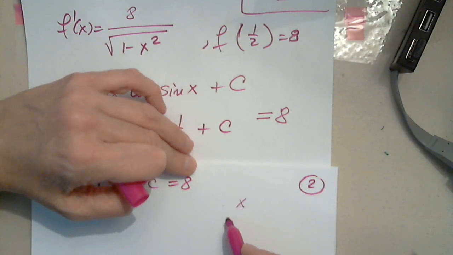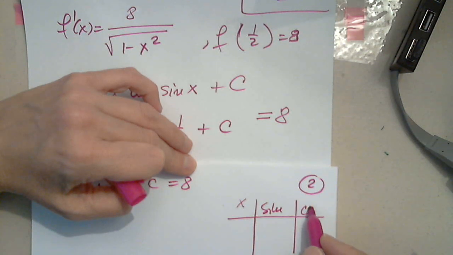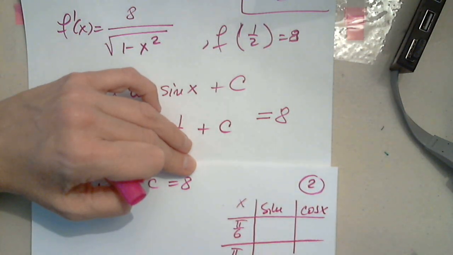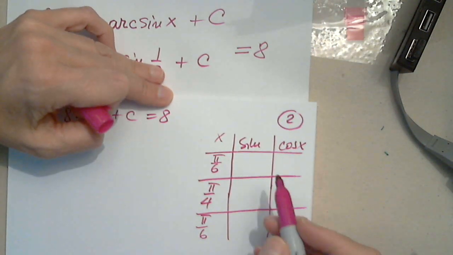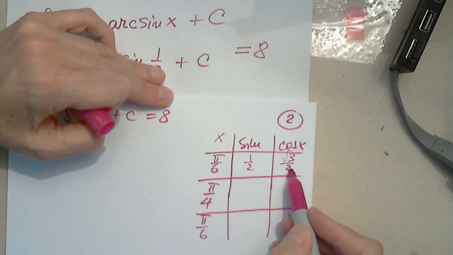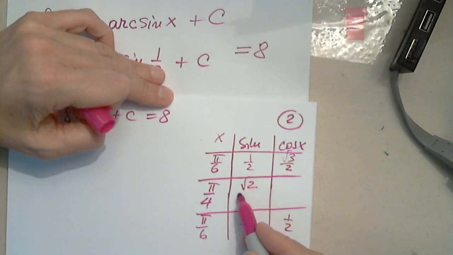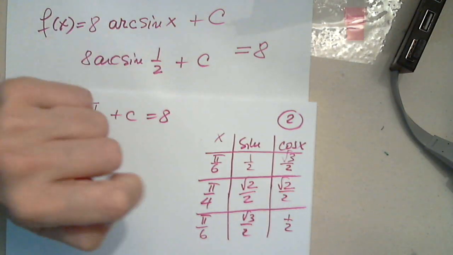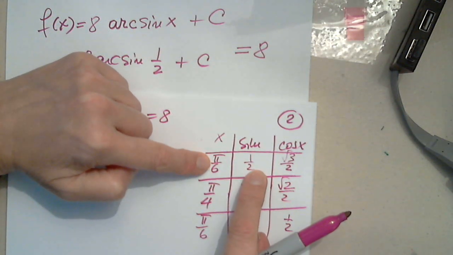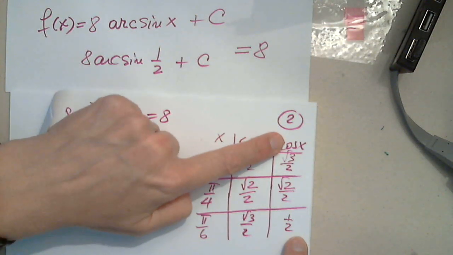Okay, so let me just refresh your memory. This is sine, this is cosine, and this is the smallest, this is the middle, and this is the larger. Always remember this is 1/2 and this is 1/2. This is the square root of 3 over 2, and this is the square root of 3 over 2. And this is the square root of 2 over 2 and the square root of 2 over 2. The smallest angle starts with 1/2. The largest angle ends with 1/2.